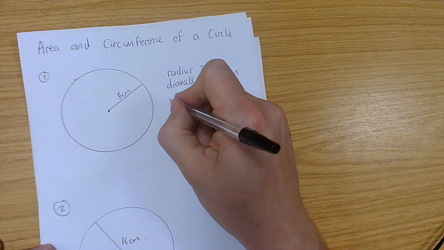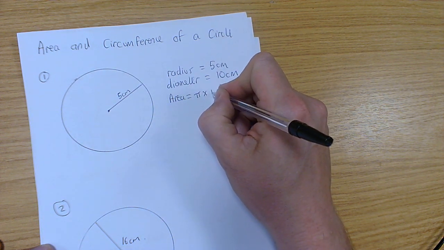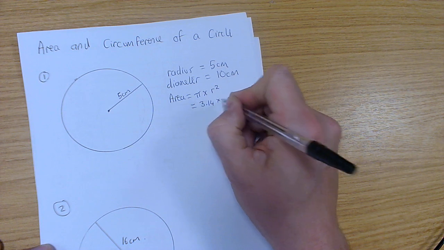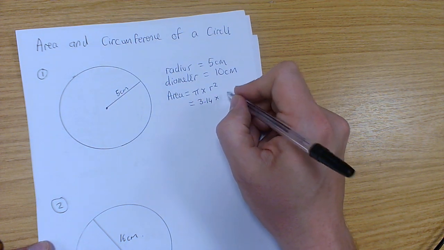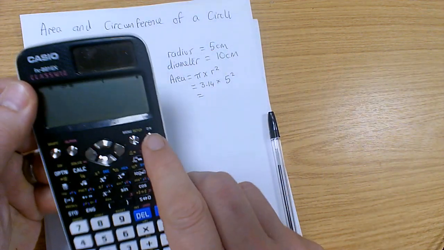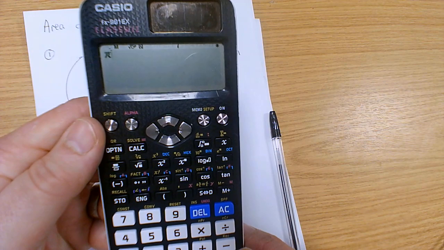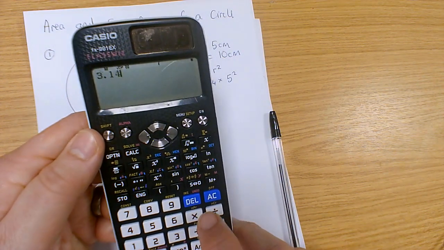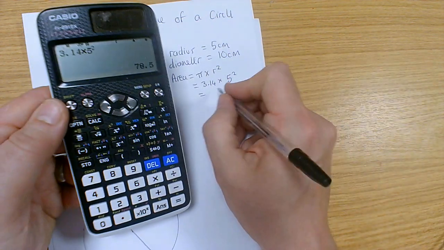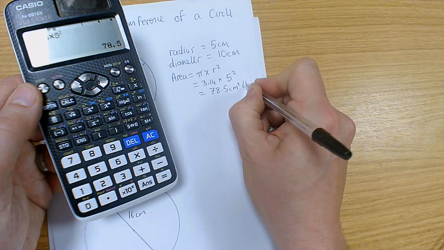I can then say, okay, the area is going to be pi times radius squared, which would be 3.14 times 5 squared. You can just use 3.14 if you want, but there is a pi button. Mostly you're allowed to use 3.14. If you look on your calculator, if I press shift, I've got pi. But I'm just going to keep it simple today. 3.14 times 5 squared is 78.5. Because I've rounded, it's useful to put 1 dp.